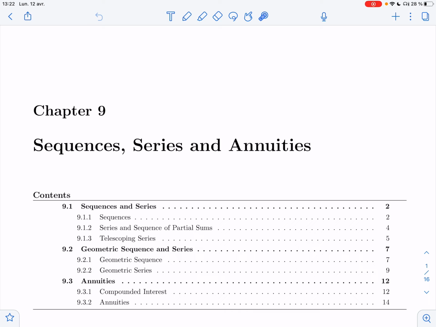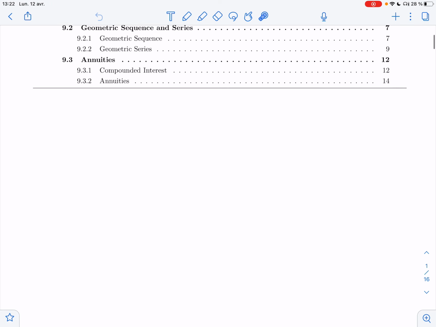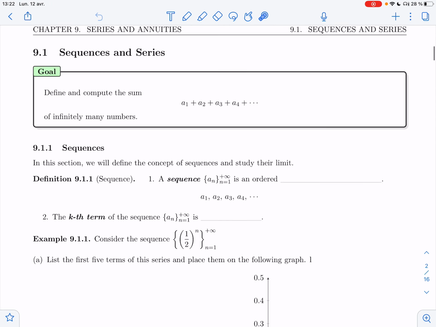Hello everyone and welcome to the final chapter of this course. Woohoo! Chapter 9. In chapter 9 we're going to talk about sequences, series, and annuities. All right, so let's start right away with sequences and series.